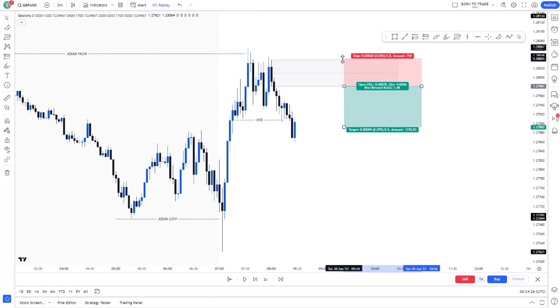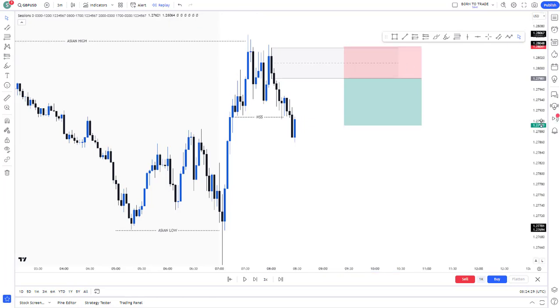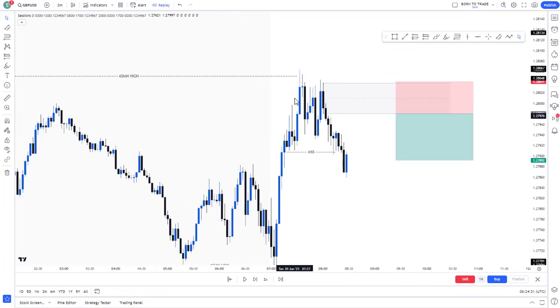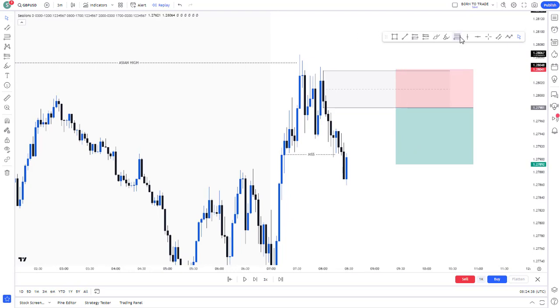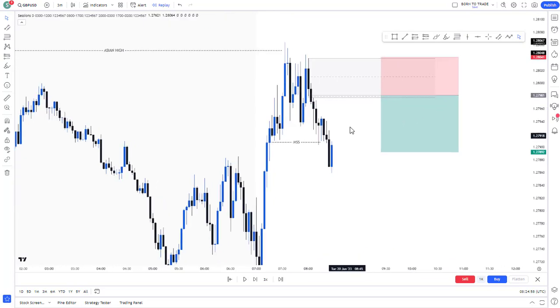Why do I have the confidence to go short from this area? Remember the liquidity sweep pattern. We have a liquidity sweep of the Asian high. We have a market structure shift. This is what I've been teaching on this channel. There is no difference from what I've been teaching. And if you look closely, you can see that we have an imbalance right here. We have a fair value gap at this particular area, so there is need for price to come back to this particular area.